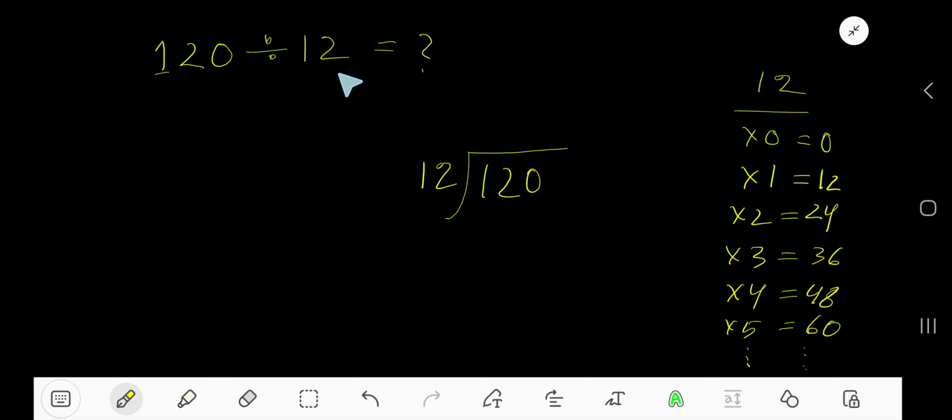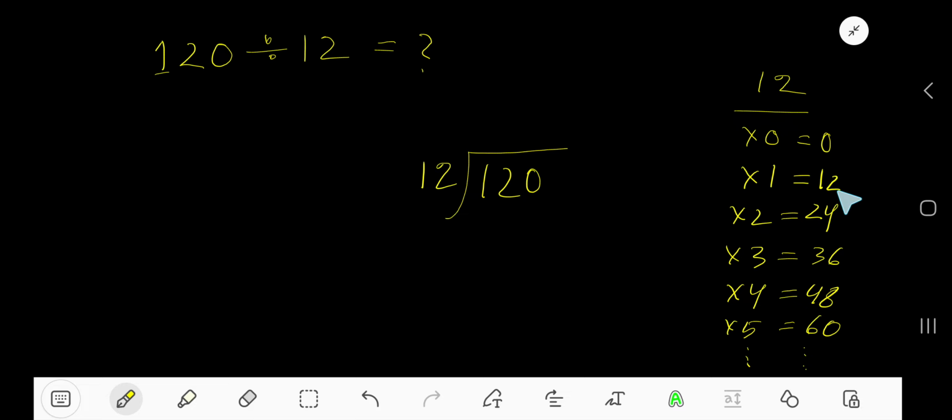120 divided by 12. Here 12 is a divisor, so we need the multiplication table of 12. 12 times 0, 0. 12 times 1, 12. 12 times 2, 24. 12 times 3, 36. 12 times 4, 48. 12 times 5, 60. Look, to find the multiplication table of 12, just add 12 to the previous step.